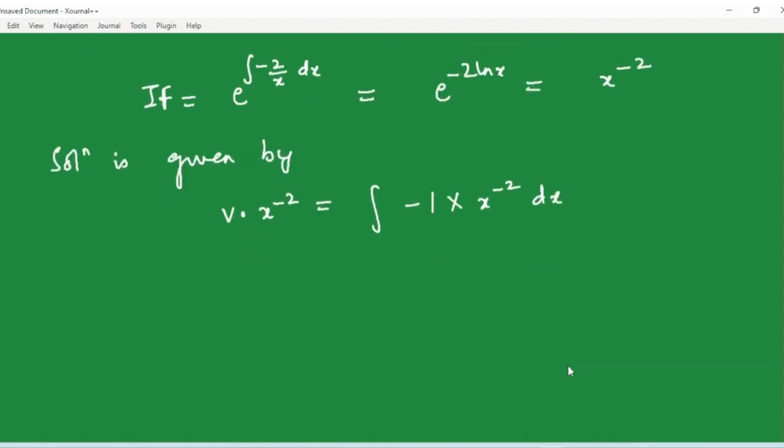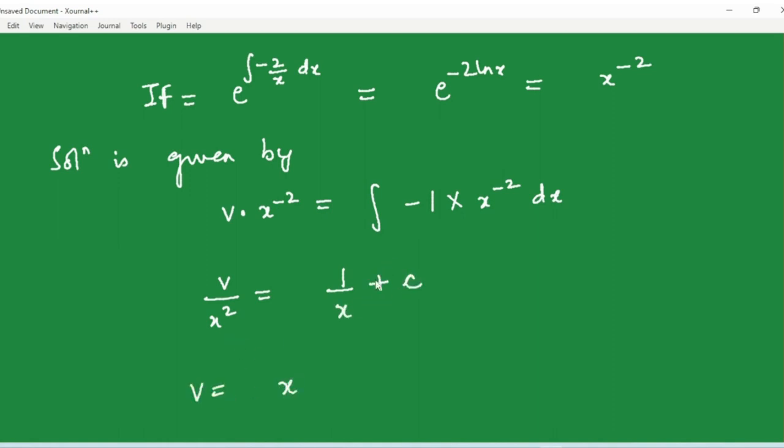So let's integrate it quickly. To write it as v by x square is, the integral of x to power minus 2 is minus 1 by x. There's one more minus waiting here, so it becomes 1 by x plus c. So that means v is, taking x square to this side, x plus cx square.